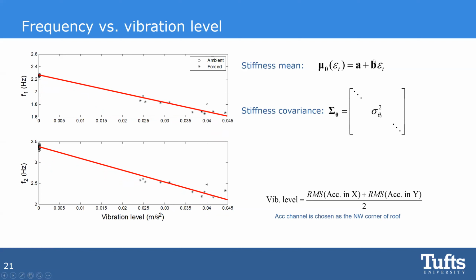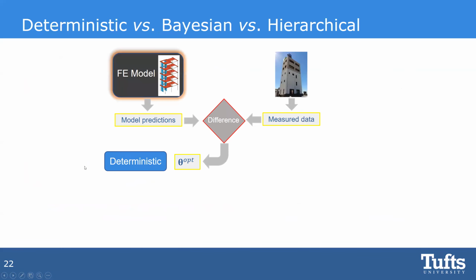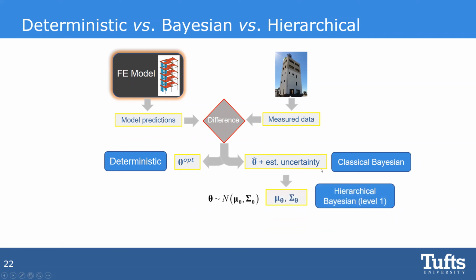What we do here in hierarchical, we say, oh, you know, stiffness mean can be a function of amplitude of excitation. Kind of makes sense. So let's say that if your digital twinning or model updating is just optimization, you get the optimal values for your model parameters. If you do Bayesian, you get the optimal values and something called uncertainty, which we don't like it. If you do hierarchical, then we like it. We have the underlying distribution parameters of the parameter.